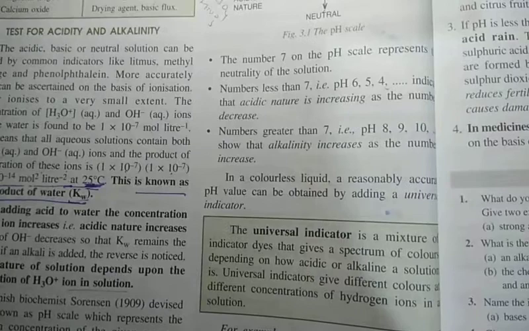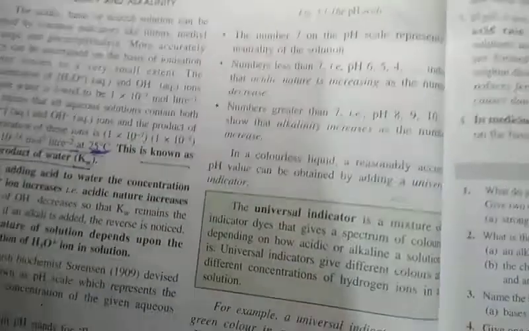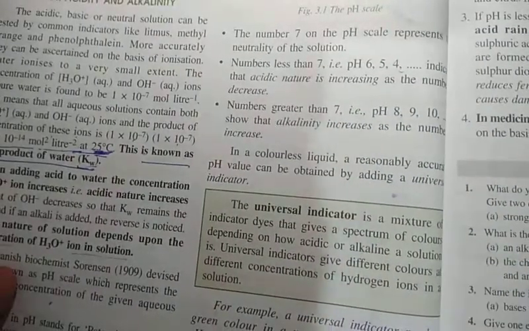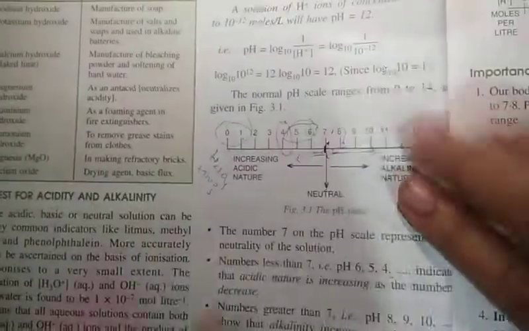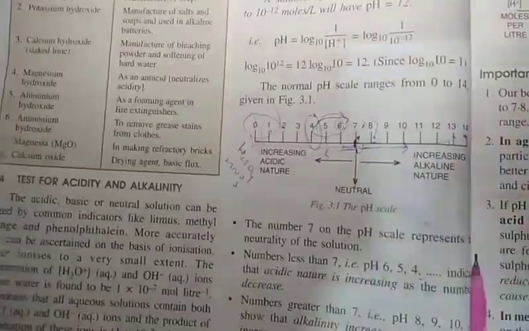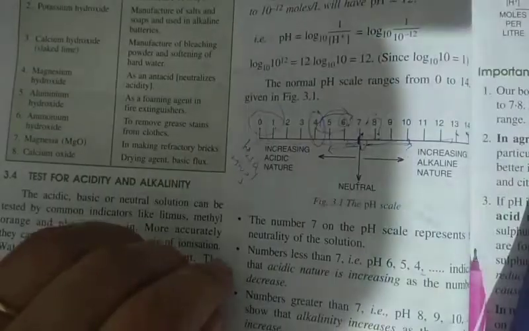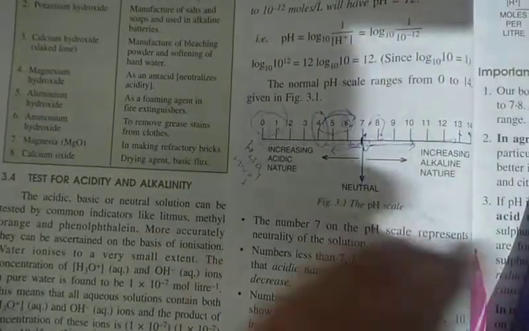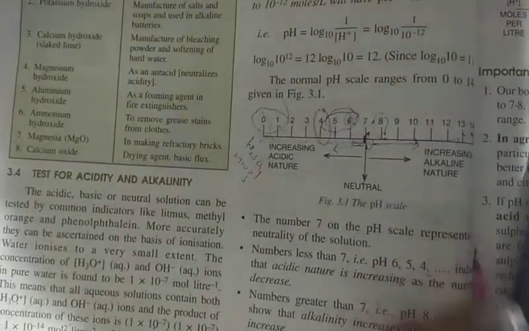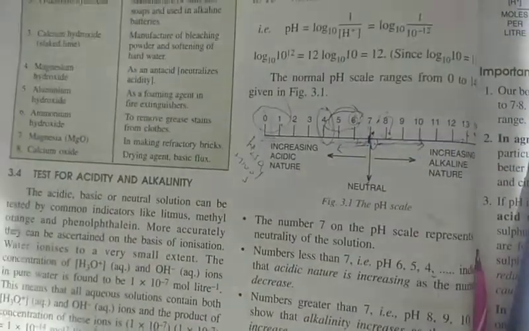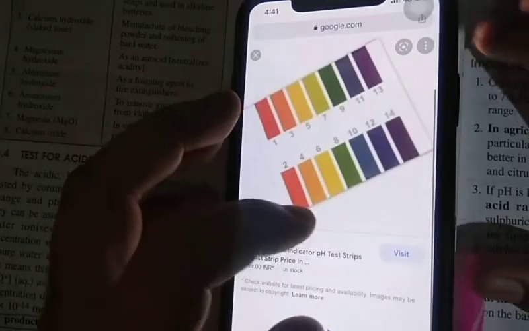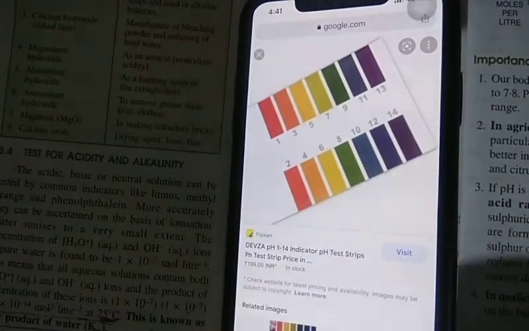Now there comes one indicator that is known as the universal indicator. See, pH, there is a strip. It is a strip. I'll show you how this pH strip is. See, this is a pH strip. You can see this. Yes, this is a pH strip and it ranges from 1 to 14.